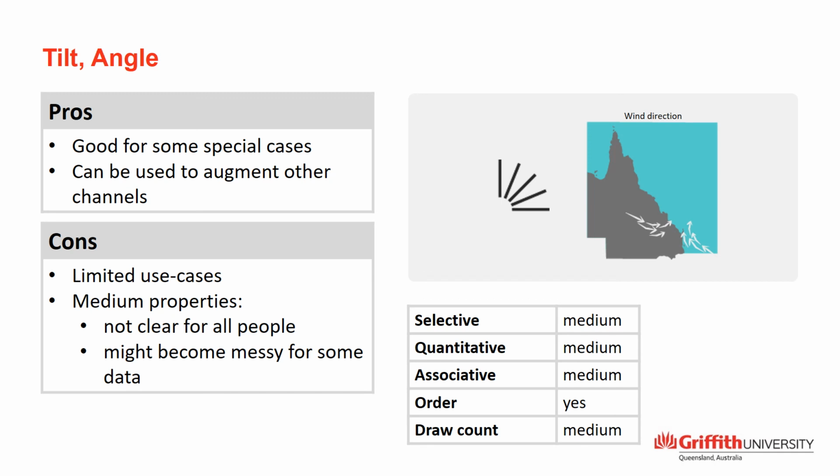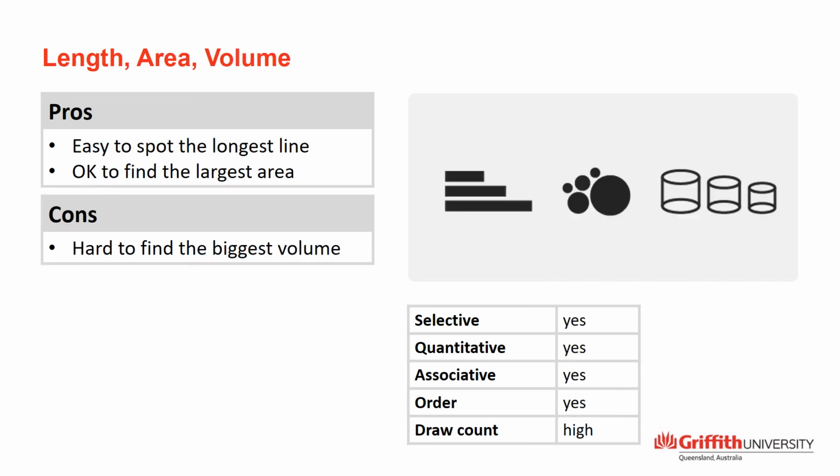The tilt or angle channel has quite unique properties as shown here. Therefore, it is applicable only for certain datasets and is best used together with other channels. Since most properties are medium, this channel is not very expressive overall. Finally, the size channel includes dimensions such as length, area, and volume. They all have good properties, but while the interpretation of length is usually easy for the human eye, and the interpretation of area is okay, it can be difficult to compare volume for different data items.